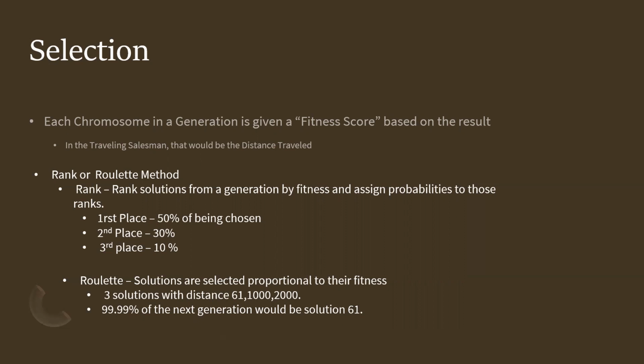So rank solutions, they rank the solutions from a generation by fitness and assign probabilities to those ranks. So for example, if I wanted to make a generation have 20 solutions, I could assign first place as 50% being chosen, second place being 30% being chosen, third place being 10% chosen, and then the rest is spread across the other 17 different places. So out of the next 20, or the following generation, and generations have to stay the same number in order to be reproducible, in order to continue. You don't whittle down to one. But in the next generation, 20 of them would be the first solution.